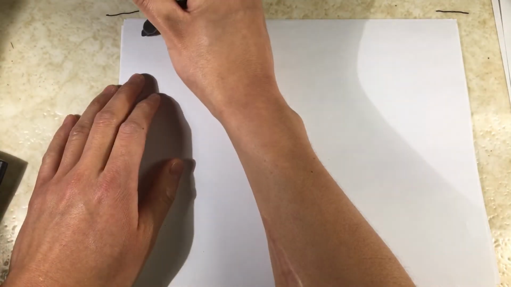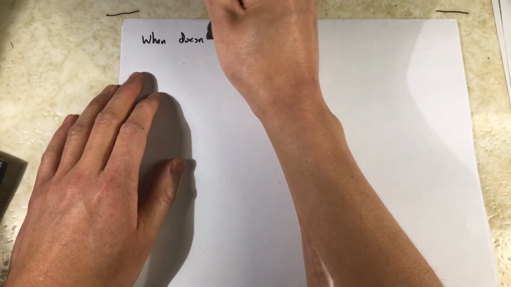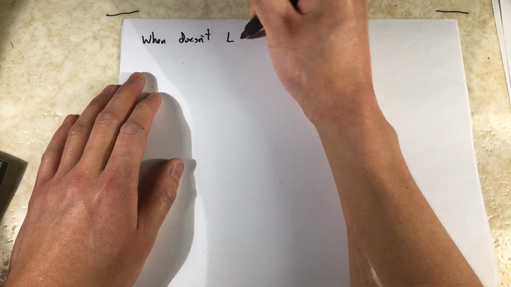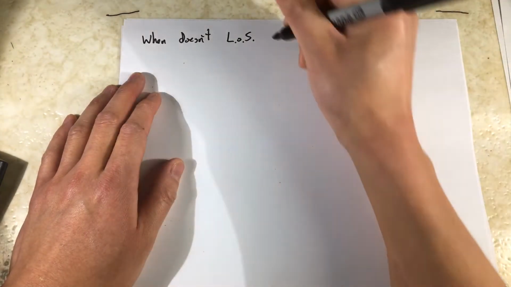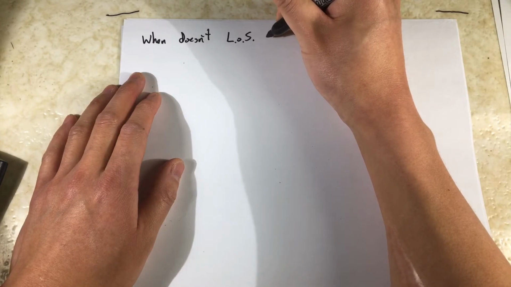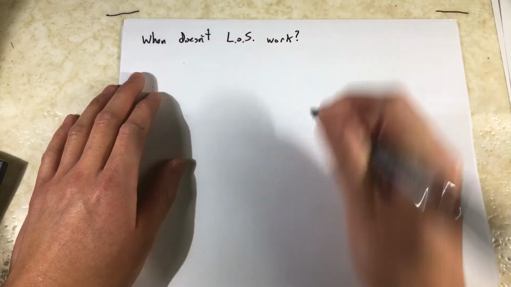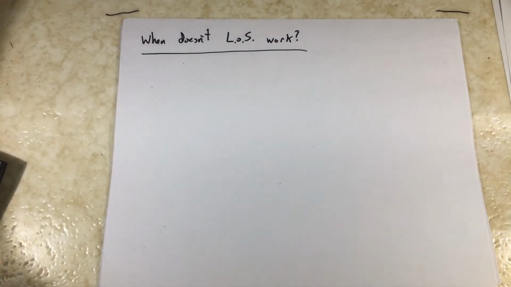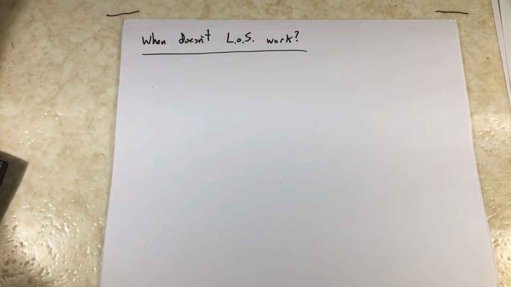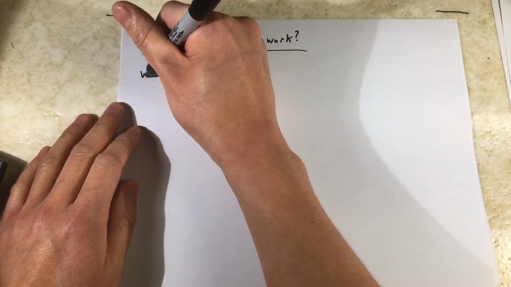So the next thing I want to talk about is when doesn't the law of sines, LOS, work? It turns out the law of sines does not always work for every oblique triangle, depending on what information you're given. So I'll give you the situations when it works.